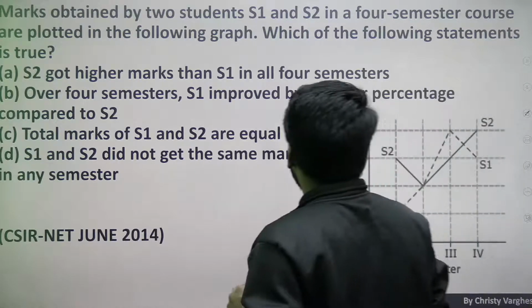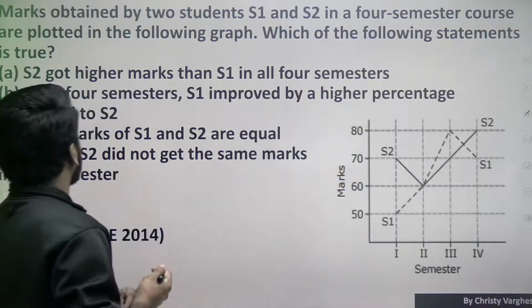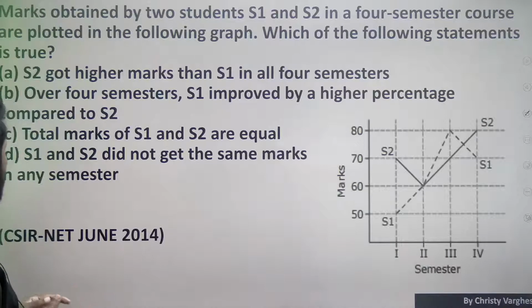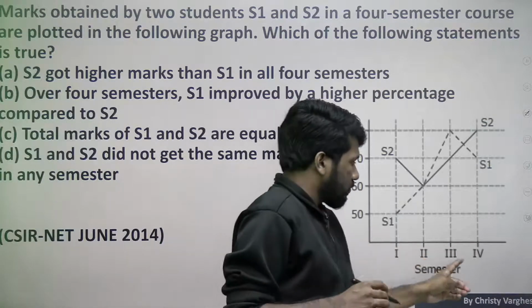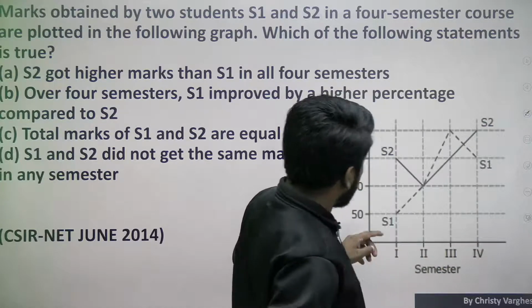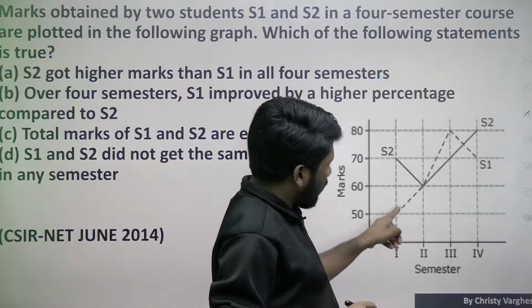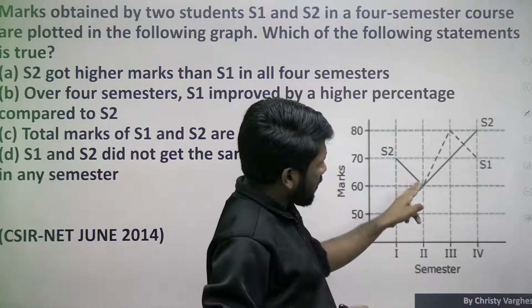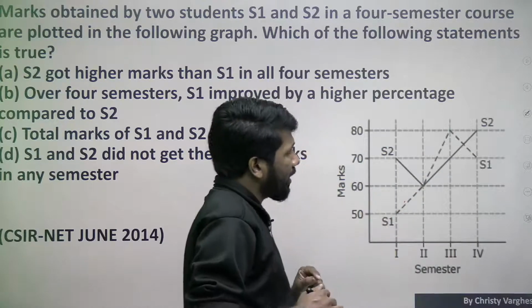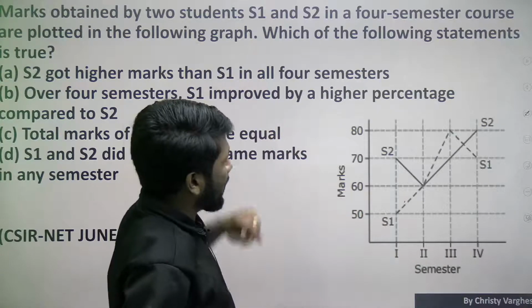Marks obtained by two students S1 and S2 in a 4-semester course are plotted in the following graph. Which of the following statements is true? So, this is a graph. Semester 1, semester 2, semester 3, semester 4. S1 is denoted by the dotted lines. S2 is denoted by the dark line. S1 and S2 are the two students.